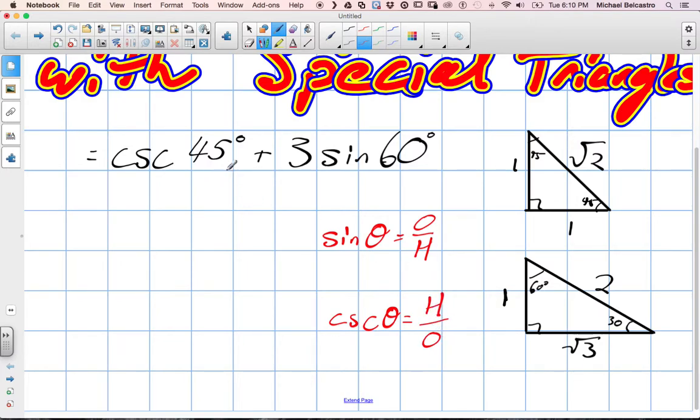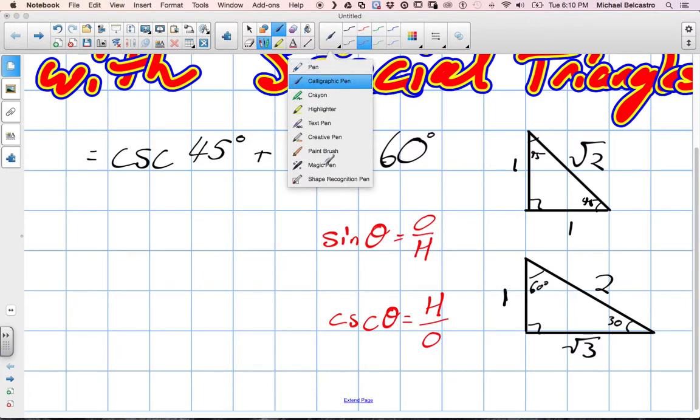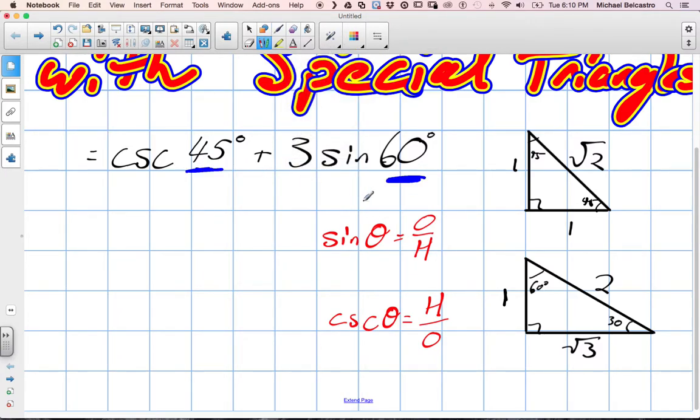Good. So then we have to locate these angles in our special triangles, and then locate what the opposite and hypotenuse are. So when we do that, we find one of them is 60 degrees. So if this is our 60 degrees, sine would be the opposite over the hypotenuse. So in other words, sine 60 is equal to root 3 over 2. And that's what I mean by exact values.